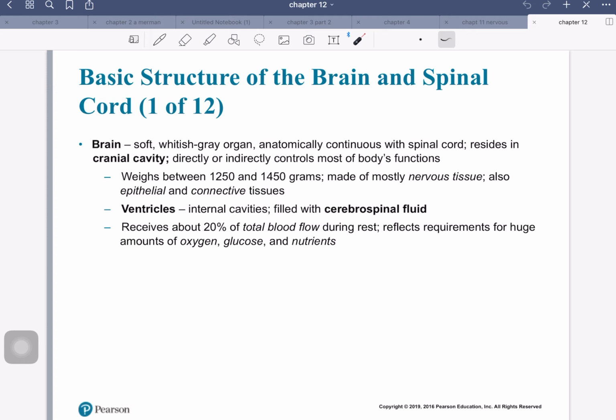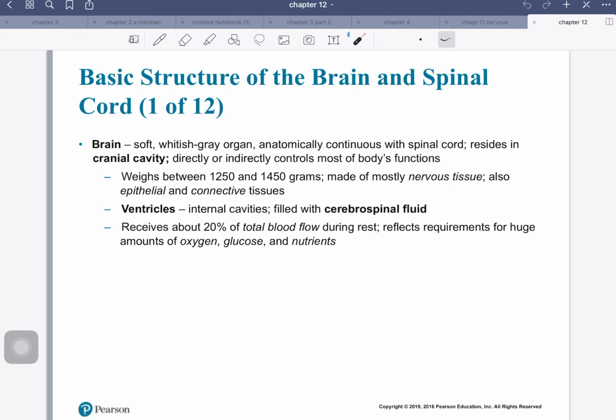Now let's talk a bit about the actual brain itself. So often when you see a brain outside the body, like in a brain dissection, that brain is being preserved, and the preservative actually changes the consistency of the brain. The brain is really much softer than most people think it is. It's a grayish-white organ, and it connects with the spinal cord, and of course it inhabits your head within the cranial cavity. So it's really well protected by the bones of the skull. And it directly or indirectly controls most of the body functions.